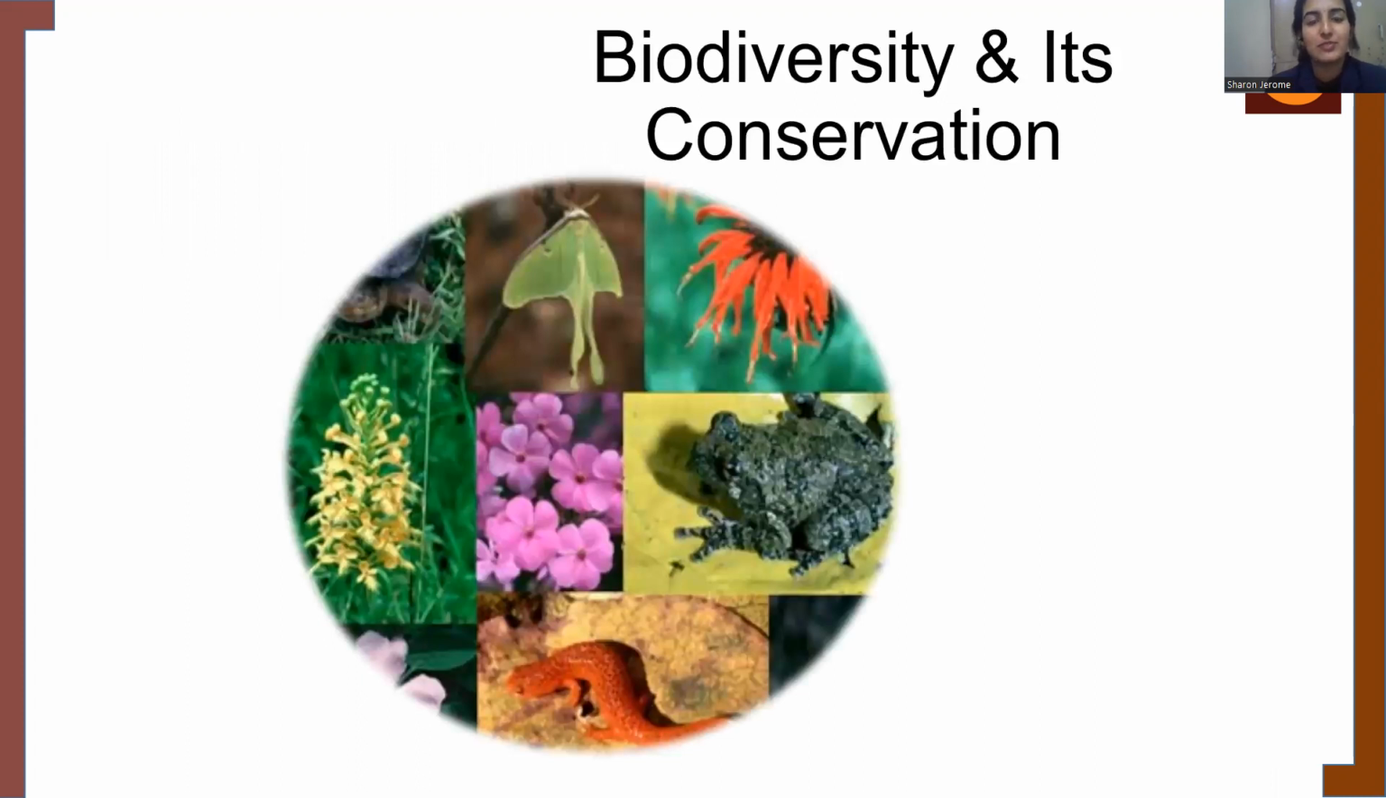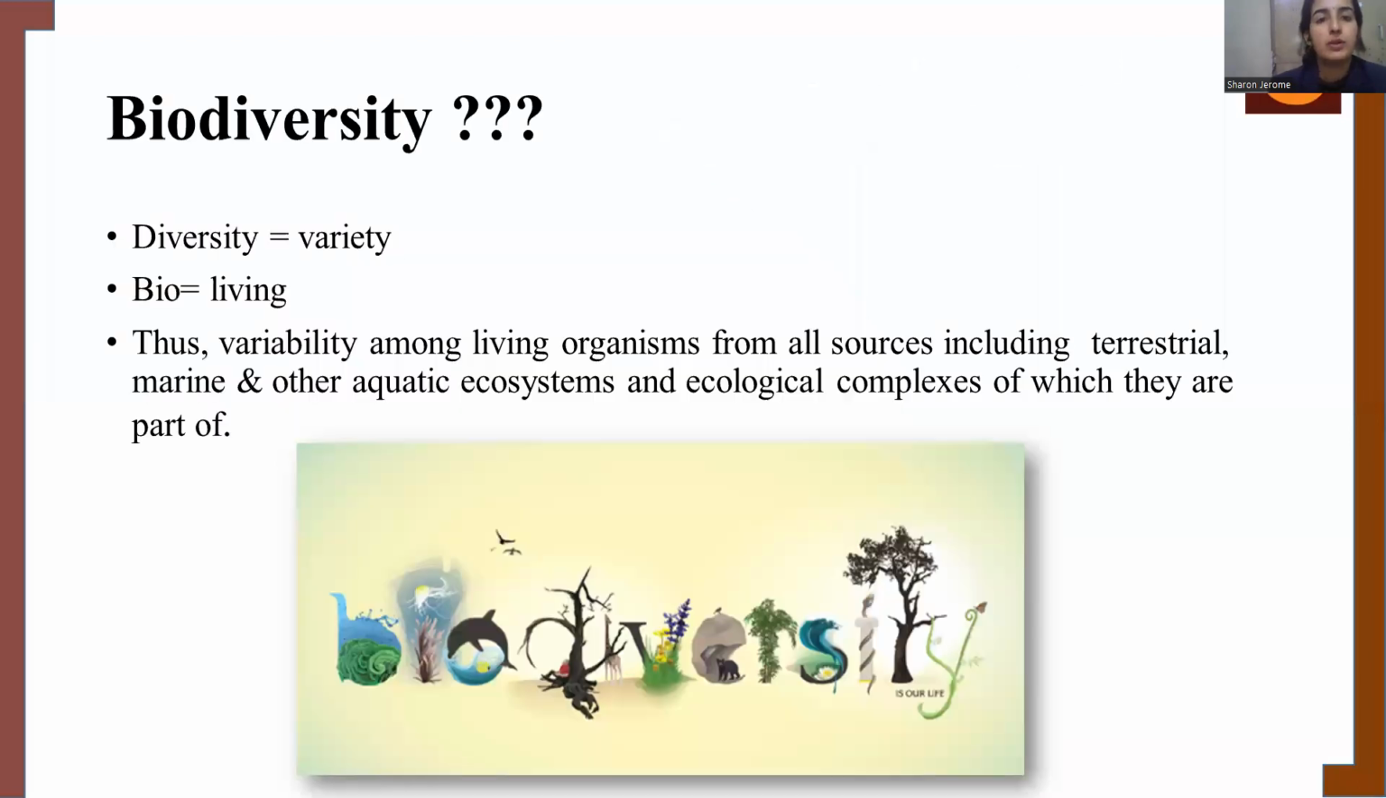Over to the session. First we are going to look into what is biodiversity and its conservation measures. So what is biodiversity? Bio means living and diversity means variety. According to the definition given here, it is the variability among living organisms from all sources including terrestrial, marine and other aquatic systems and ecological complexes of which they are part. It is nothing but the variety of living organisms of this world or of a particular habitat that is called biodiversity.